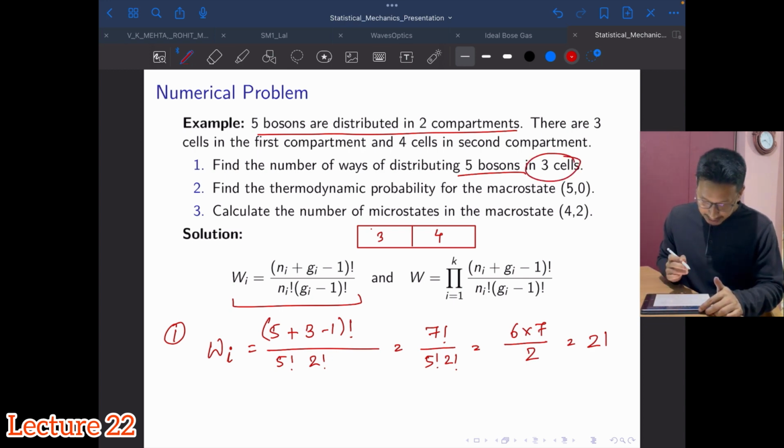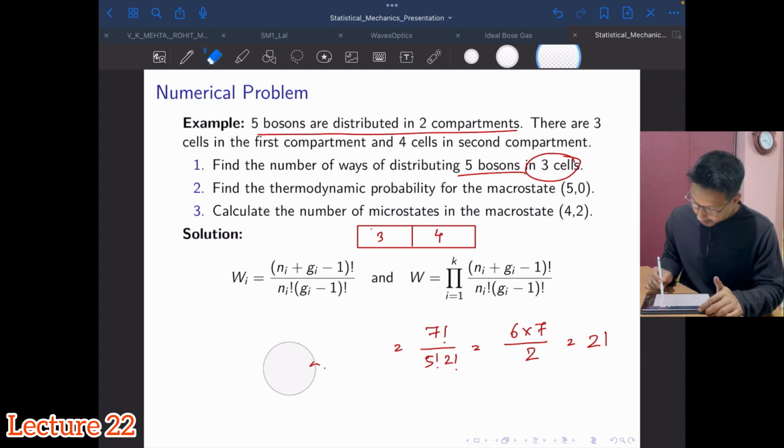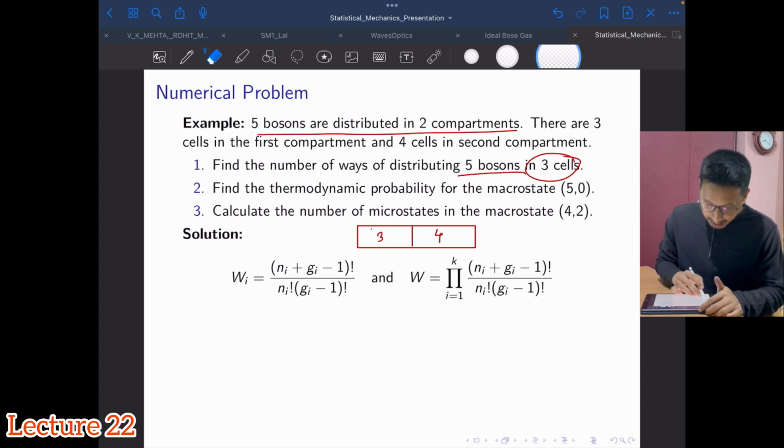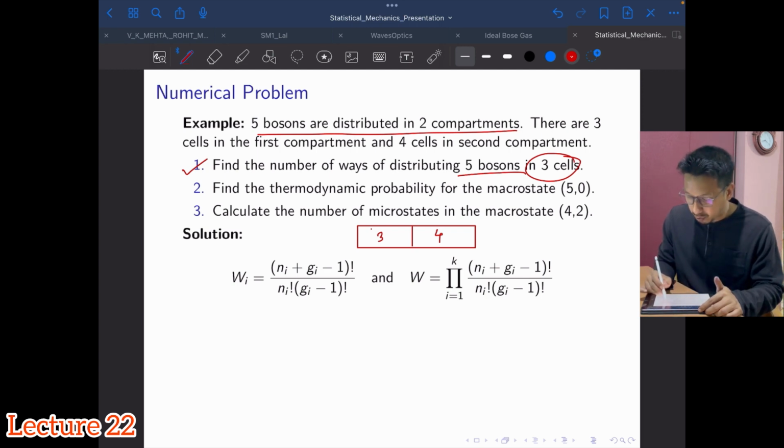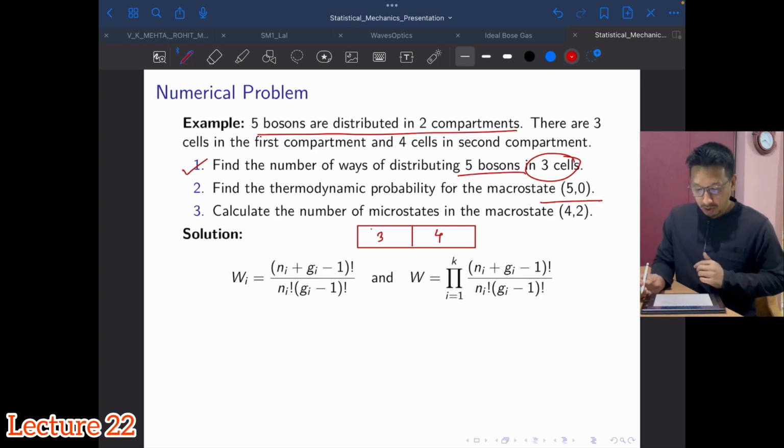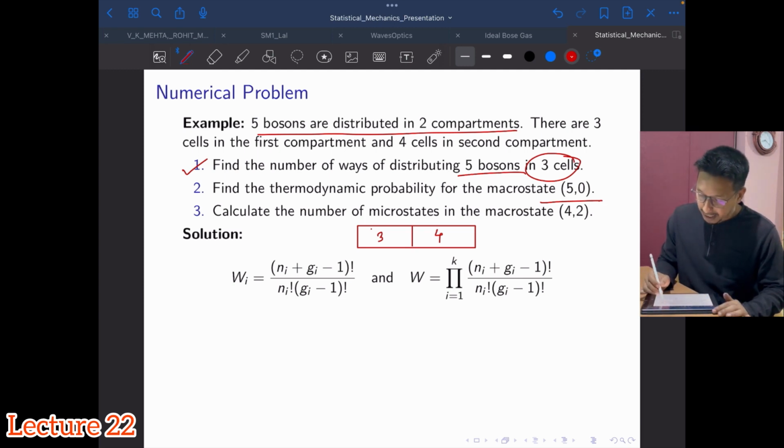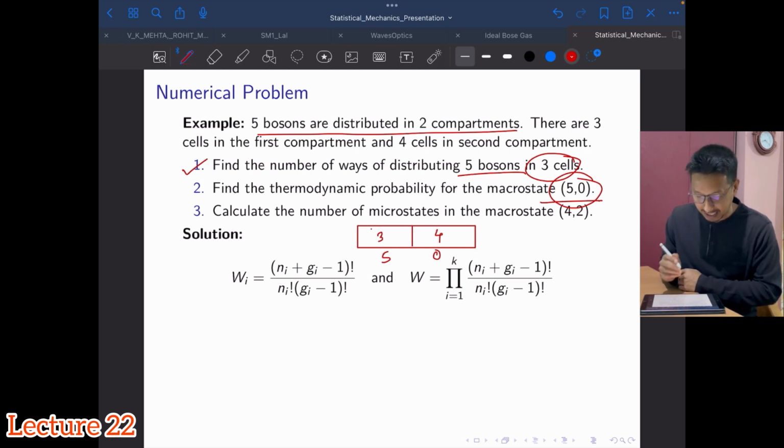Let's look at now the second part of the problem. Let me clean this up. The first one we have done. Now find the thermodynamic probability for the macro state (5, 0). Thermodynamic probability means the number of microstates for a given macro state. The macro state is given here as (5, 0). That means the 5 bosons are in compartment 1, all 5 of them are here, and 0 means there are no bosons in the second compartment. This is your first compartment, this is your second compartment.